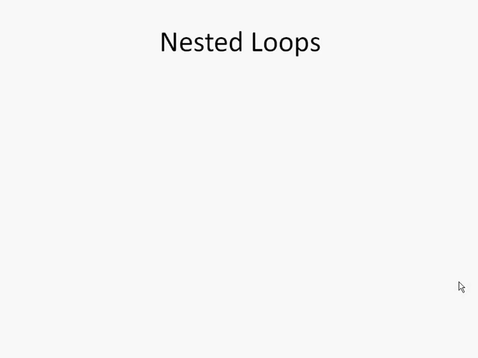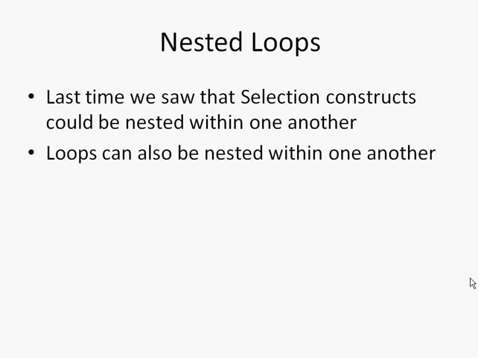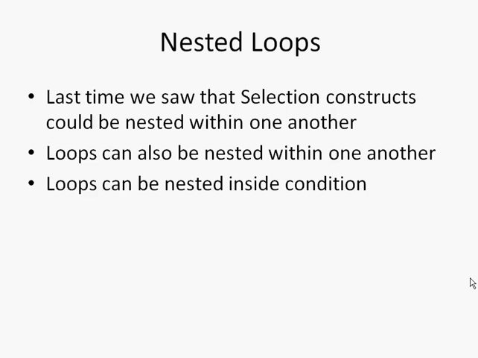One thing you're going to need to know about as well is something called nested loops. Now, in the last video we saw that selection constructs could be nested within one another, so you could have an if statement inside of an if statement. Well, the same thing can happen with loops. Loops can also be nested within one another. So you can have a loop inside a loop.